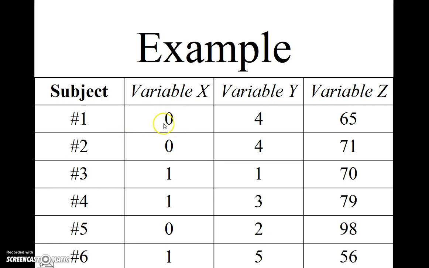A yes-no answer, dummy coded for variable x, a rating on a 1 to 5 scale on variable y, and another score 0 to 100 on variable z. All of these data come from our first subject, so all of these data are in row number 1.